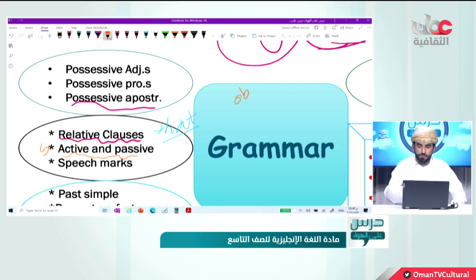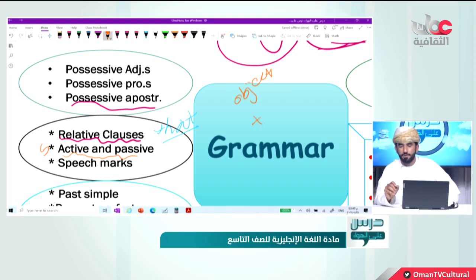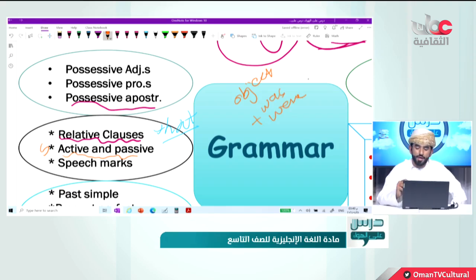So you have to start from the object, right? And then it's followed by what? Yes, by the past simple of verb to be. What is the past simple of verb to be? Tell me, let's say group A, tell me. Was, exactly, so was or were. And then what is next? Followed by what? V3, exactly. V3, we're talking about past, we call it past participle.